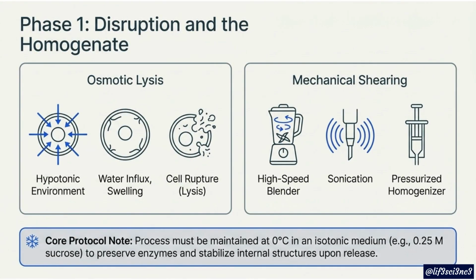Phase 1 is disruption and homogenate. Cells are broken open using methods like osmotic lysis or mechanical shearing, including high-speed blending or sonication. The process must be maintained at 0 degrees Celsius to preserve enzyme activity and stabilize internal structures.